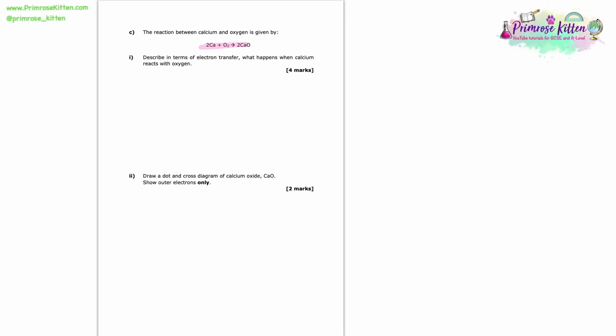So calcium, as we know, has the electronic structure 2, 8, 2. You can see that it has 2 electrons in its outer shell. So 2 electrons in its outer shell means that to gain a full outer shell, it needs to lose 2 electrons. So for that reason, calcium loses 2 electrons. Now that is already 2 marks, because by understanding that calcium is losing electrons, we get a mark. And by understanding the number of electrons it is going to lose, we get our second mark.